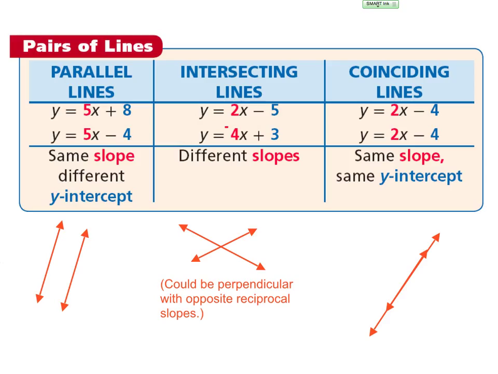An example would be y equals 5x plus 8 and y equals 5x minus 4. The 5 is the slope, so they have the same slope. They're slanted the same. Their intercepts are different because they will hit the y-axis at different places.